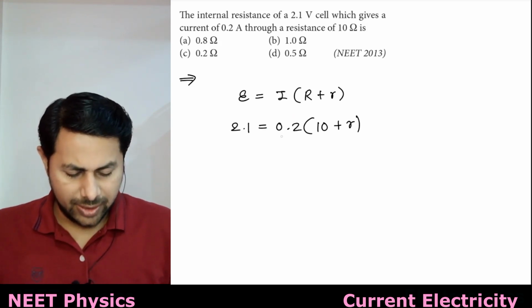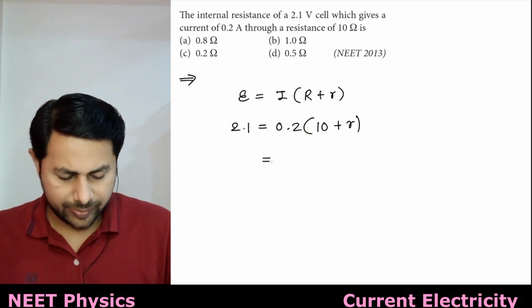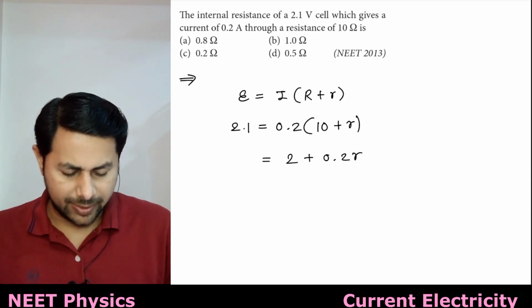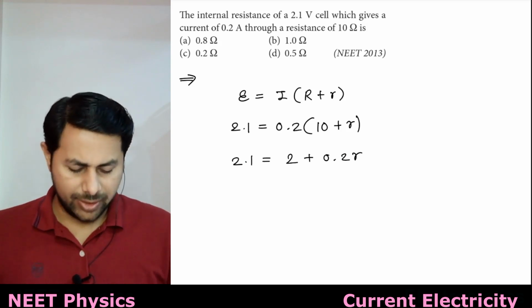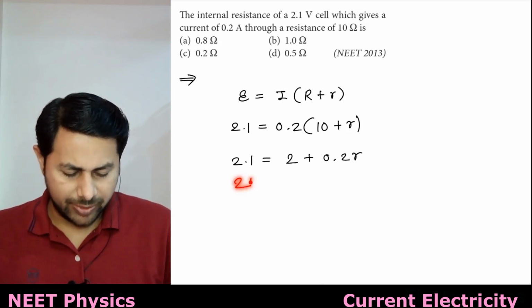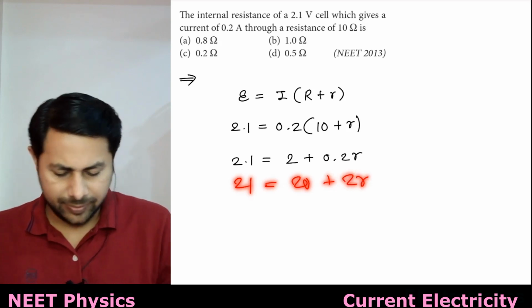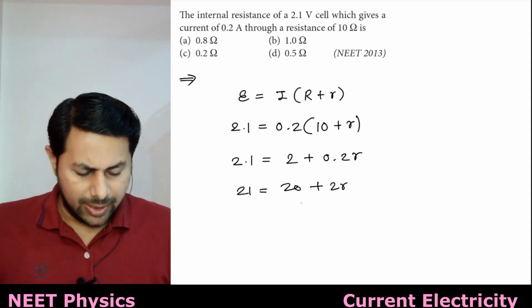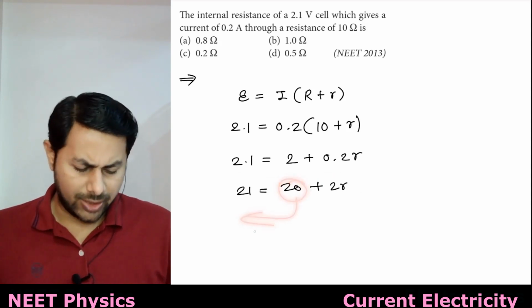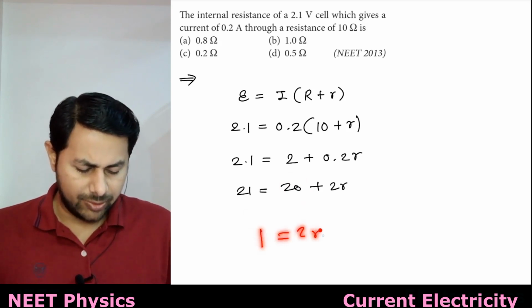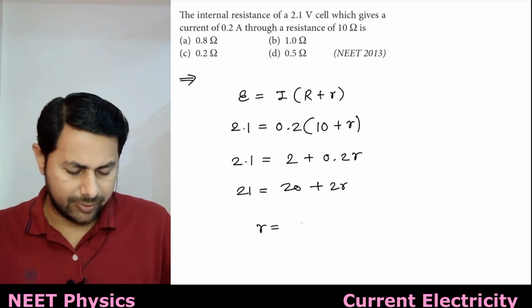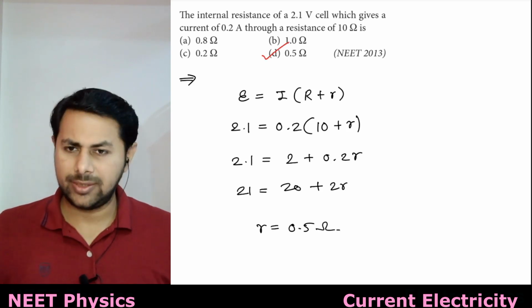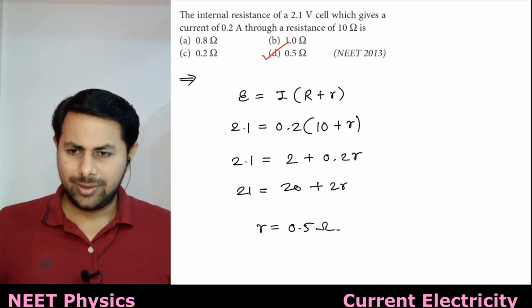So then just multiply this out. 0.2 multiplied by 10 is 2, plus 0.2r, and then we can multiply the whole equation by 10. So this becomes 21 is equal to 20 plus 2r. Then just move this 20 to the other side. So you have 21 minus 20 is 1. 1 is equal to 2r. So r is equal to 1 by 2, which means 0.5. So it's option D. Very simple, right?